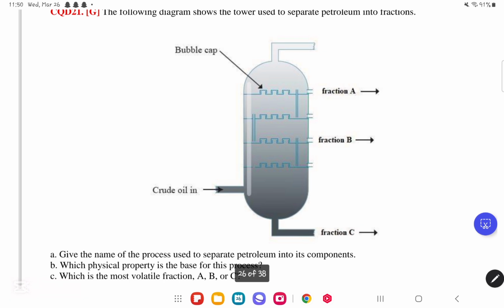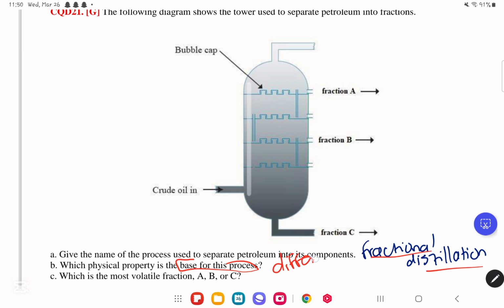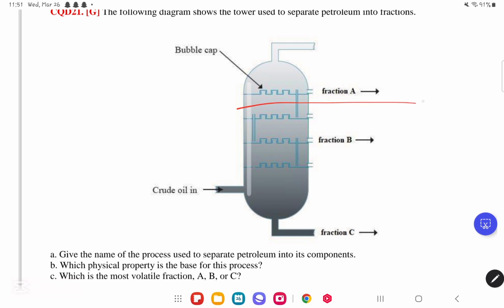Give the name of the process used to separate petroleum into components. This is fractional distillation. Okay, which physical property is the base for this process? Whenever they ask you the physical property that is the base for fractional distillation, it should be the difference in boiling points. Okay, what is the most volatile fraction? The most volatile fraction is always the top fraction, and this also means that it has the lowest boiling point. That is pretty much it for CQD number 21.